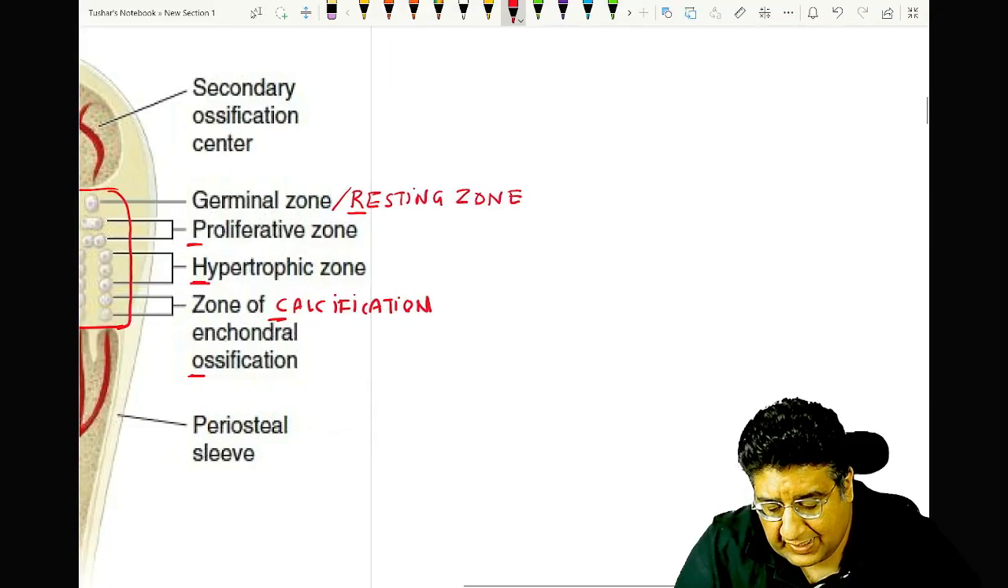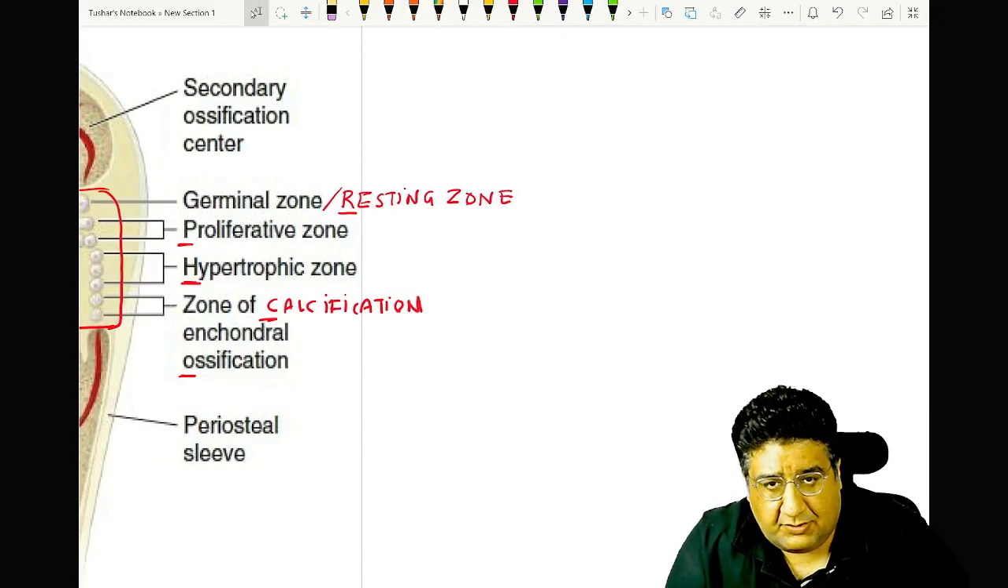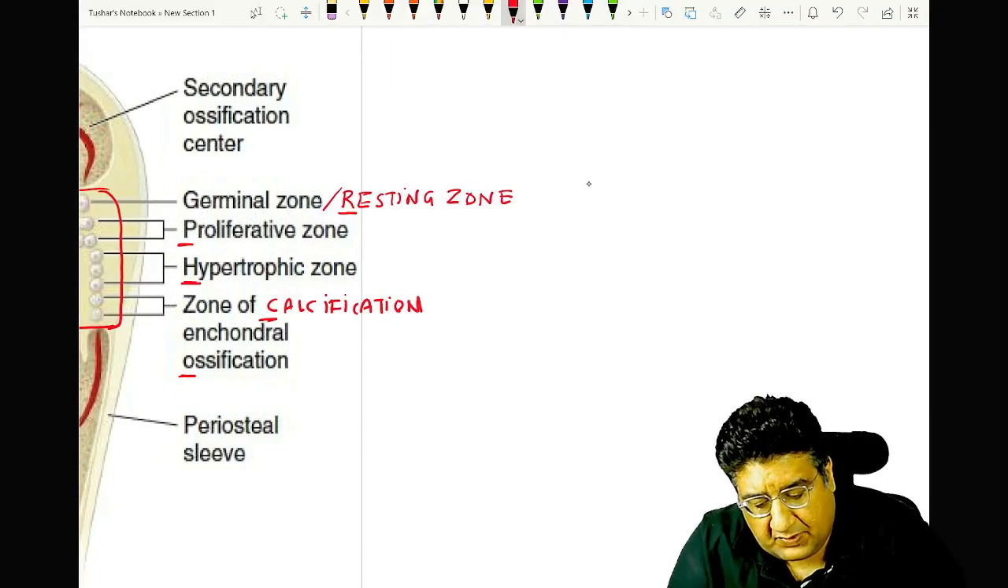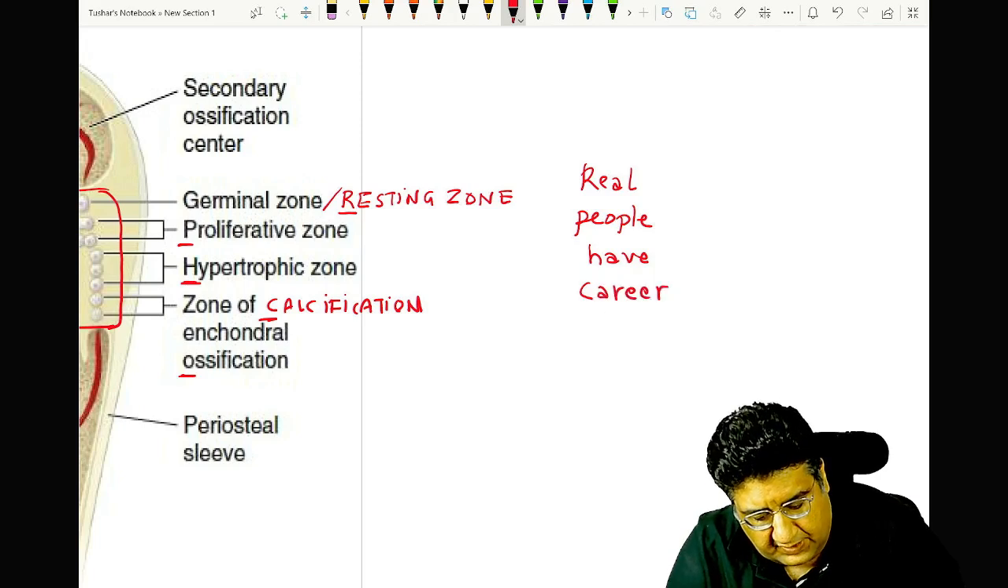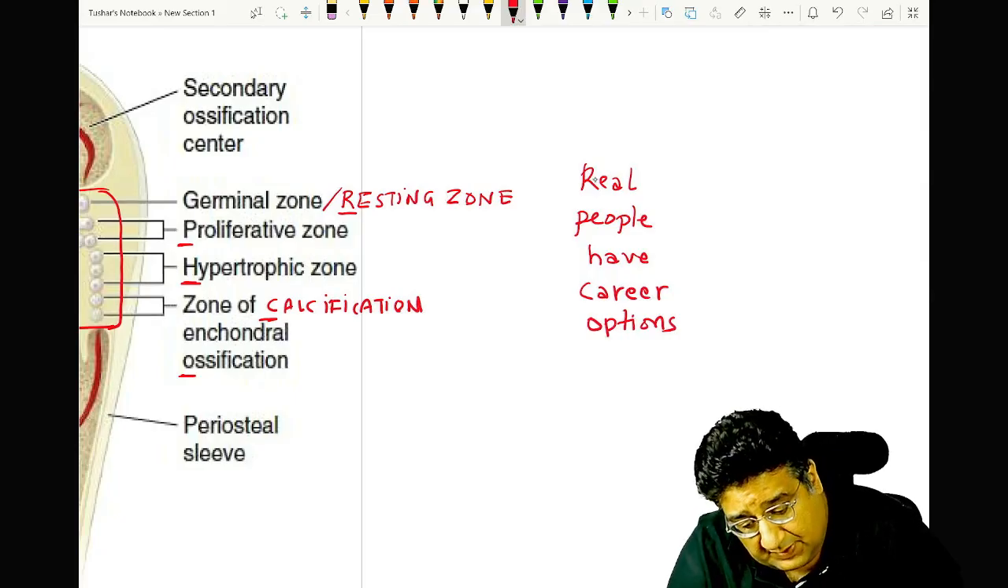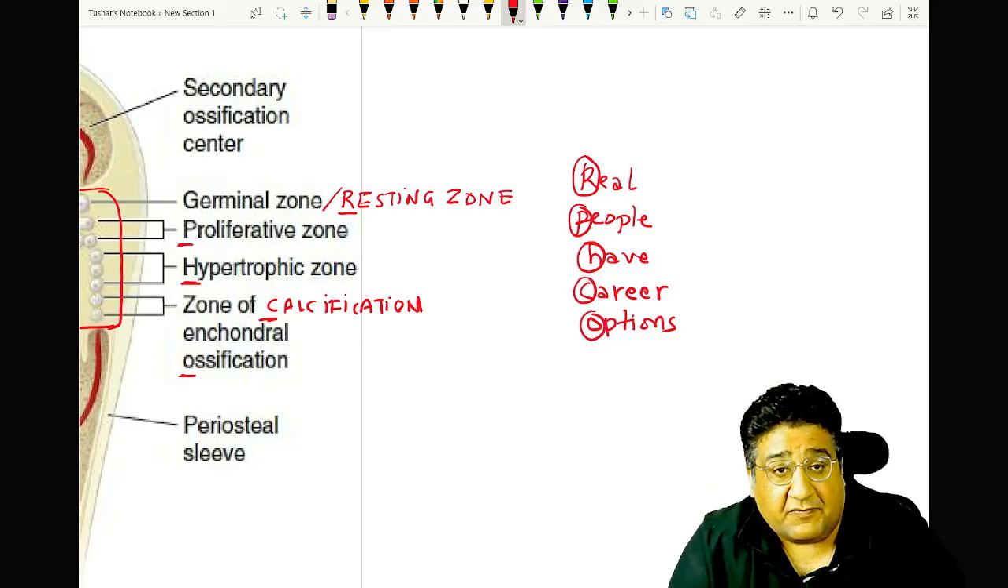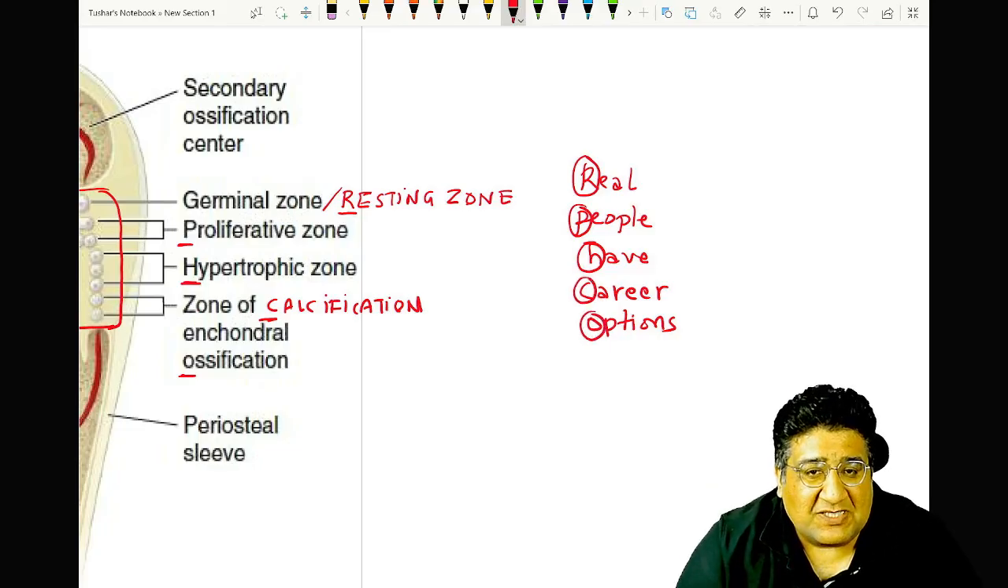So when I was preparing like you, I'll tell you very honestly how I used to remember it. I used to remember it with the help of a mnemonic: Real people have career options. Now, what does that mean? Resting zone, proliferative zone, hypertrophic zone, calcification zone, ossification zone. I hope I'm making myself clear.